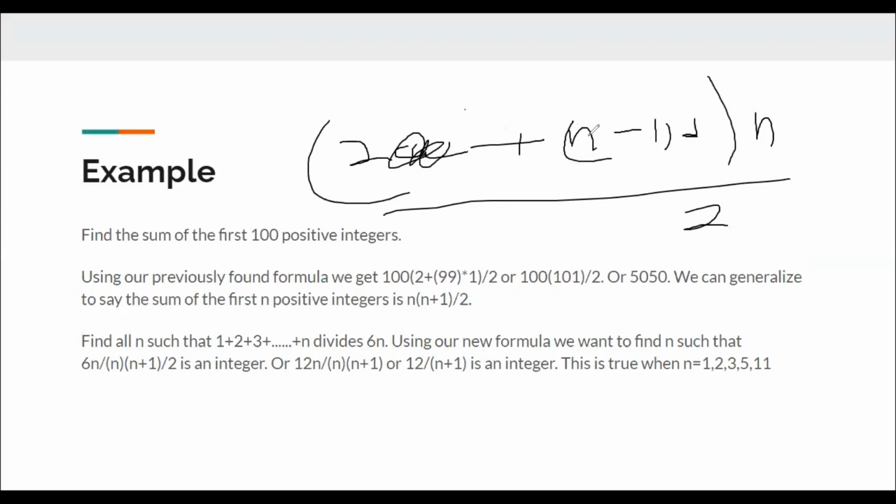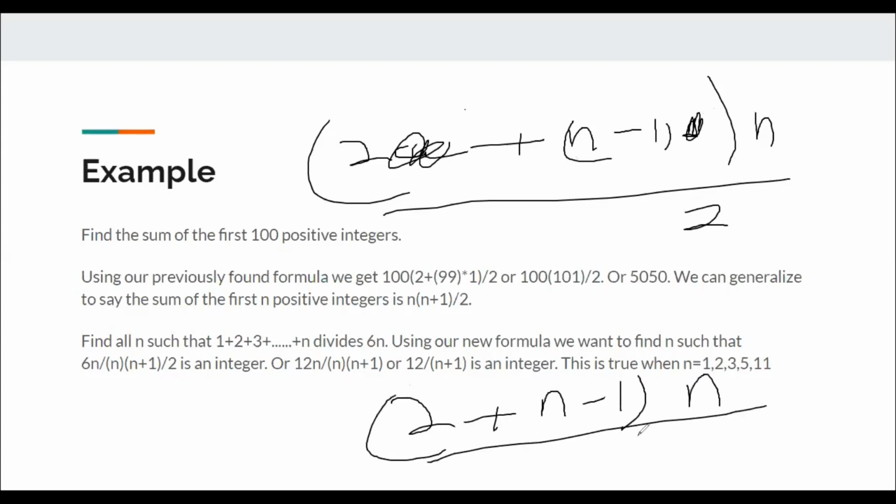I'm trying to generalize here. If there's n terms, then this remains n minus 1. And the d is 1 because it's positive integers and they're all consecutive. So it's going to be 2 plus n minus 1, times n, all over 2, which will be n plus 1 times n divided by 2. So that's where this formula comes from.